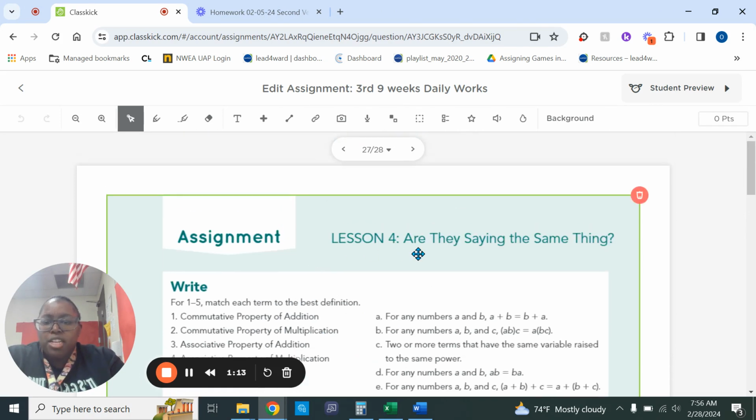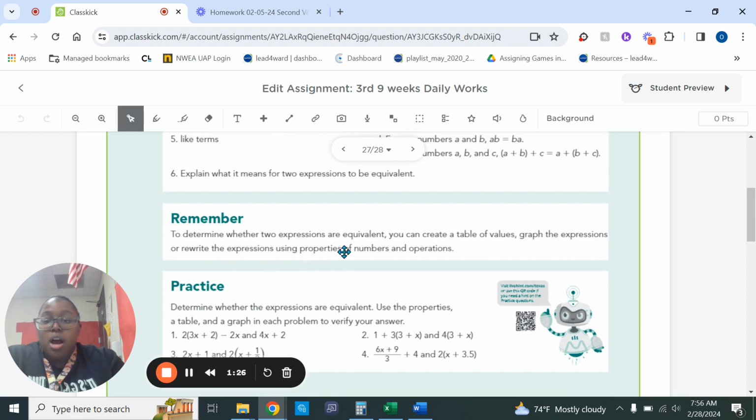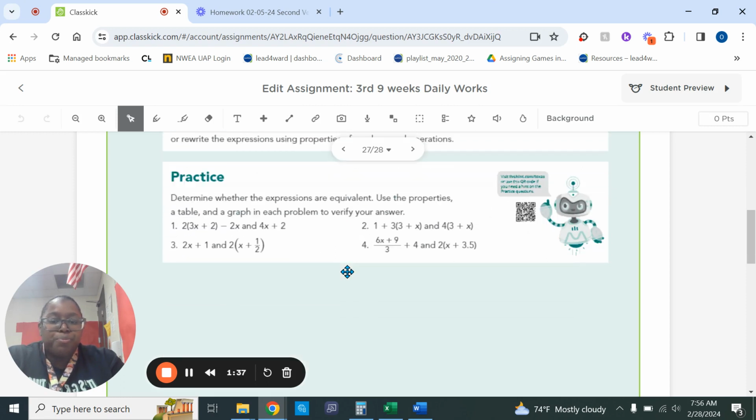So if you still have lesson 4, are they saying the same thing? Just go through the packet. It literally has the vocabulary for these terms. So please use the packet to answer this top part. It's very easy. Remember, anytime we're doing something off the assignment page, it is going to give you something to remember. So you just read it and try to understand that this is kind of important for you to know.